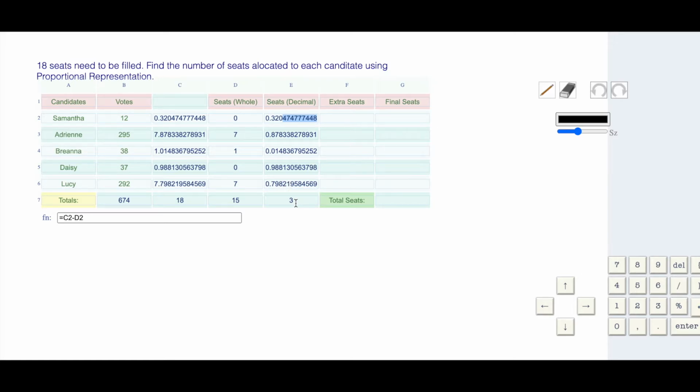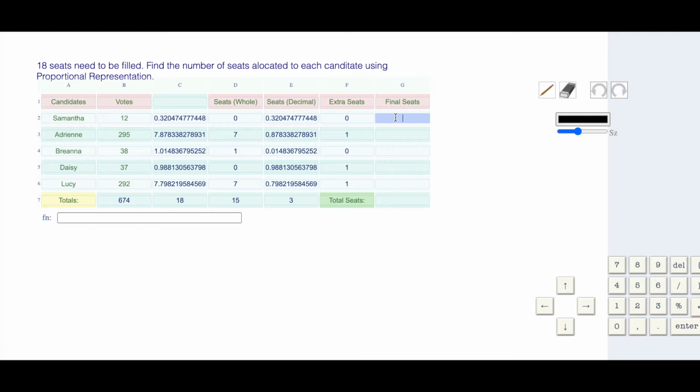Then we're going to allocate the extra seats to the people that have the highest decimals. This one has the highest decimals, 0.98. So this person gets a seat. And then we go to the next highest decimal, which is this one, gets an extra seat. And then the next one, like that. And then we're out, because we only had 3. This person gets 0, and this person gets 0.